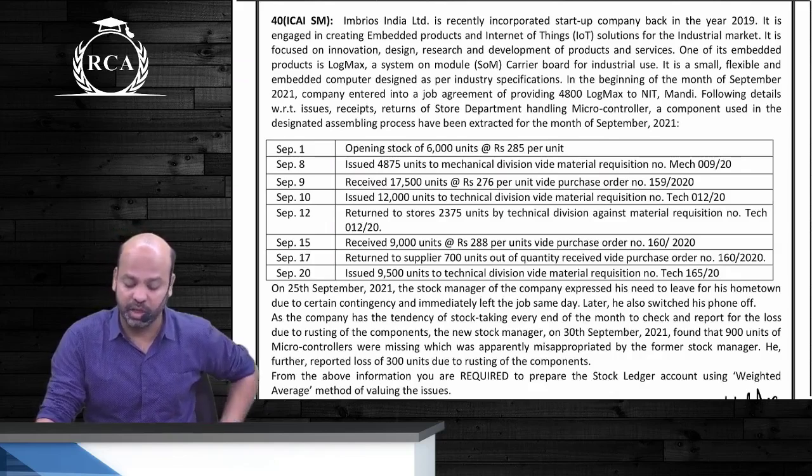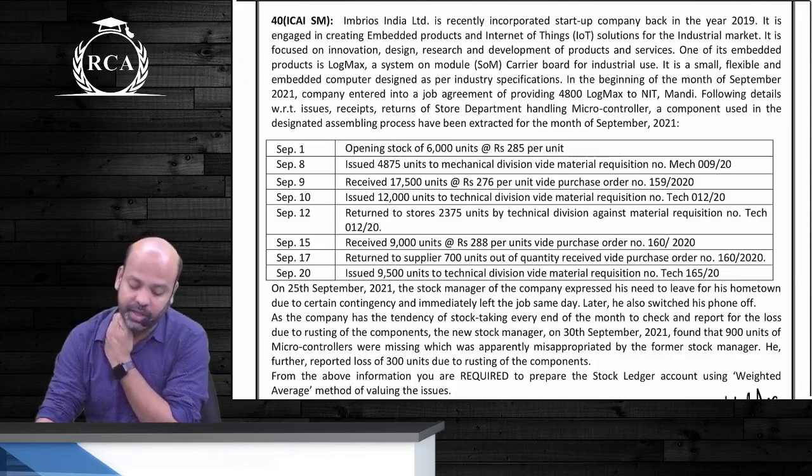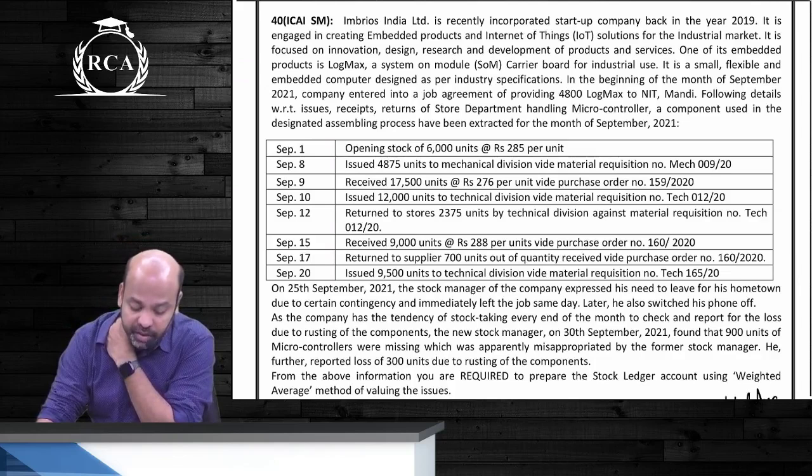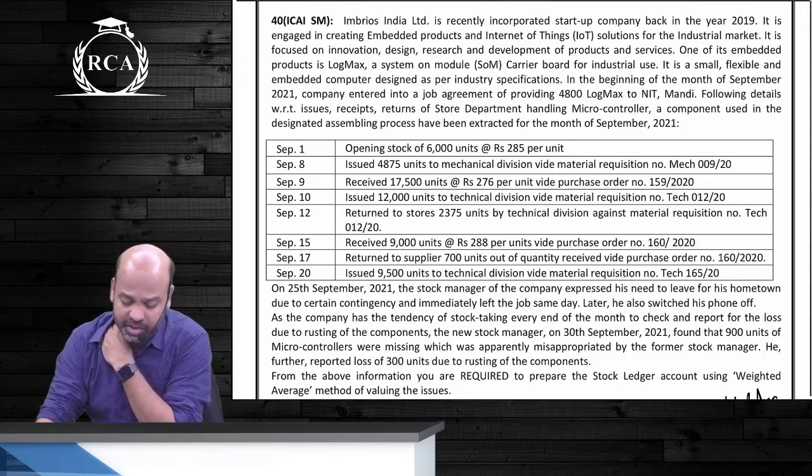We have issued 4,875 units to mechanical division, vide requisition number. We have received 17,500 units against purchase order number. We have issued 12,000 units. 2,375 units were returned to stores by technical division. We have received 9,000 units. We have returned 700 units to supplier. We have issued 9,500 units to technical division.